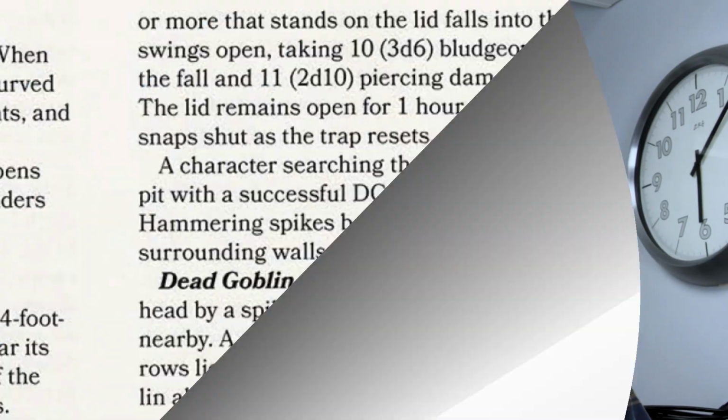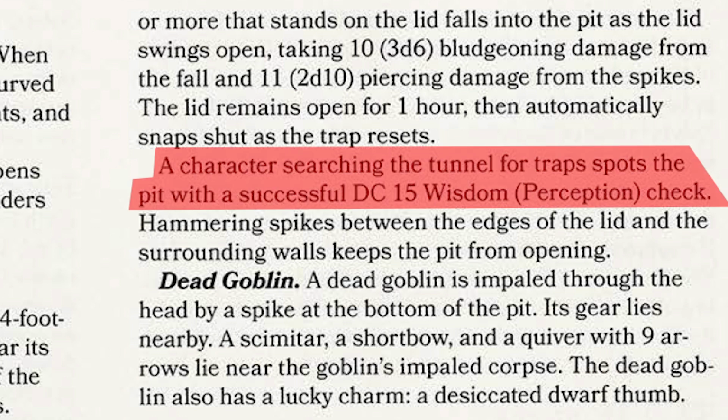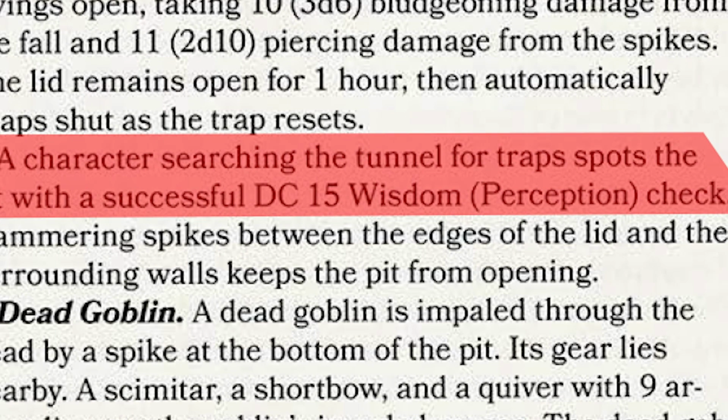Now, what's interesting here is the text says that you can use a perception check, a DC 15, to discover this if you are searching for traps. But again, would you have a passive sort of check for this? You notice that the floor is a little lower in one area. Because are the players going to be constantly searching for traps?